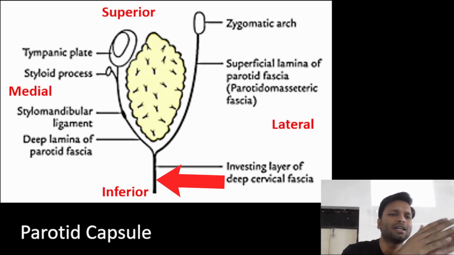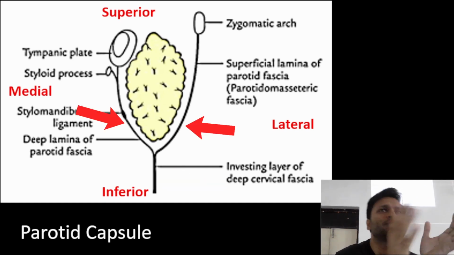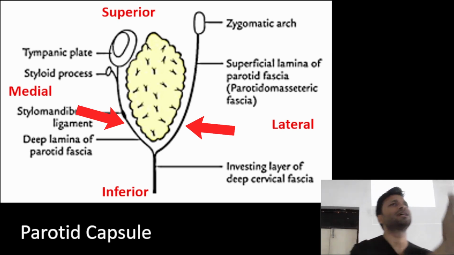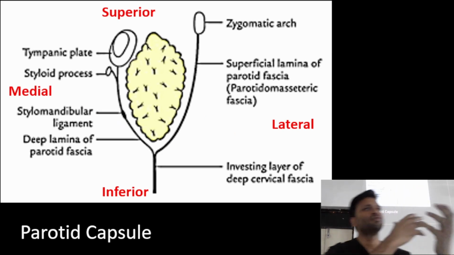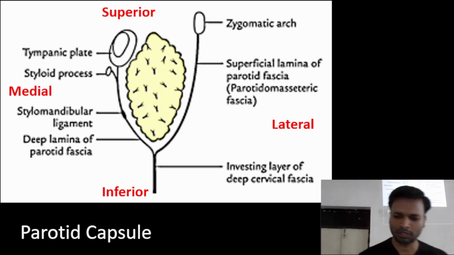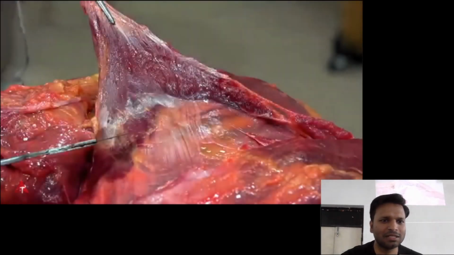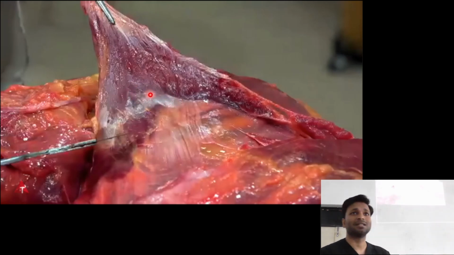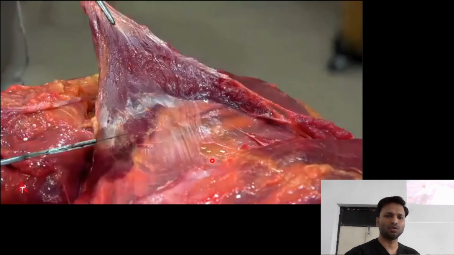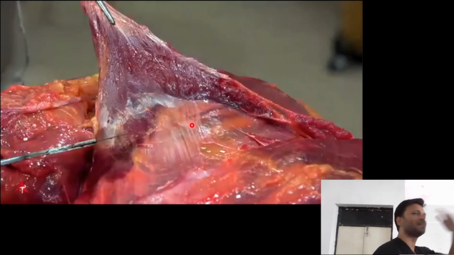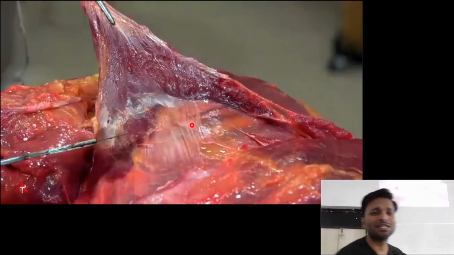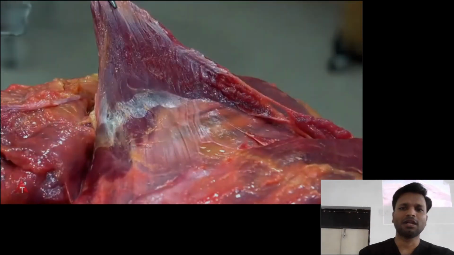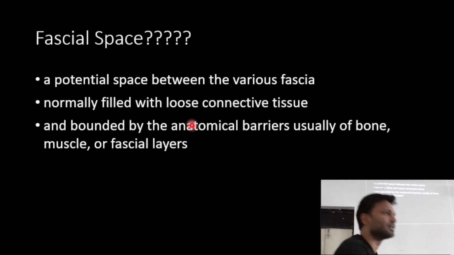Investing layer of the deep cervical fascia divides into two, deep lamina and superficial lamina, and it engulfs the parotid gland. And that is what is called the parotid capsule. So I'll show you what a fascia is. Can you see this shiny layer overlying the muscle? There are two muscles here and both are separated by this fibrous shiny layer. This is a fascia.